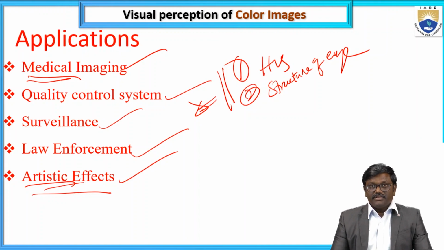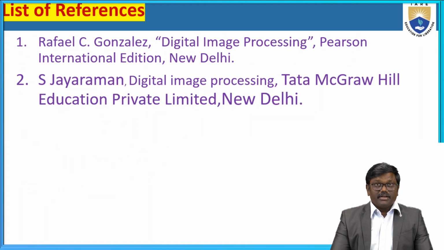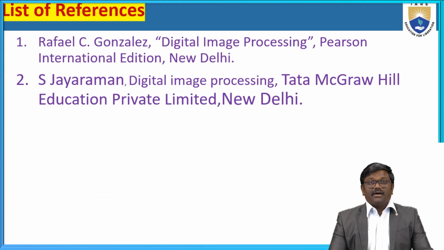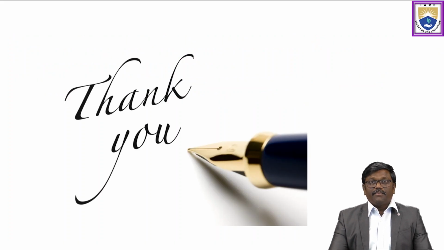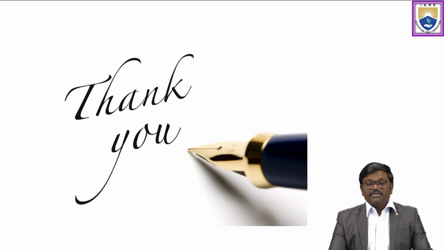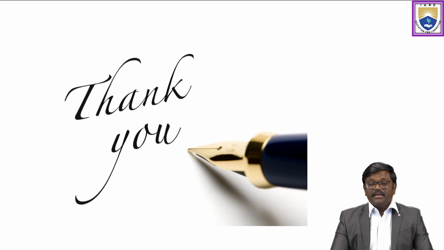With this, I wanted to refer to a list of references which help for further information, for improvement of your knowledge. They are to be referred with these two textbooks only. With this, I hope you all understand our lecture on visual perception of color image, and how it is connected with human eye observation.